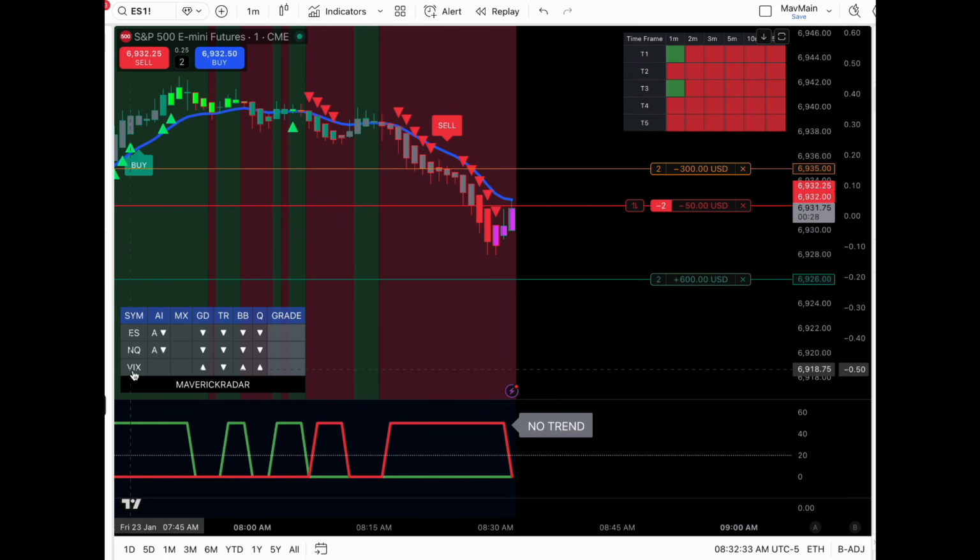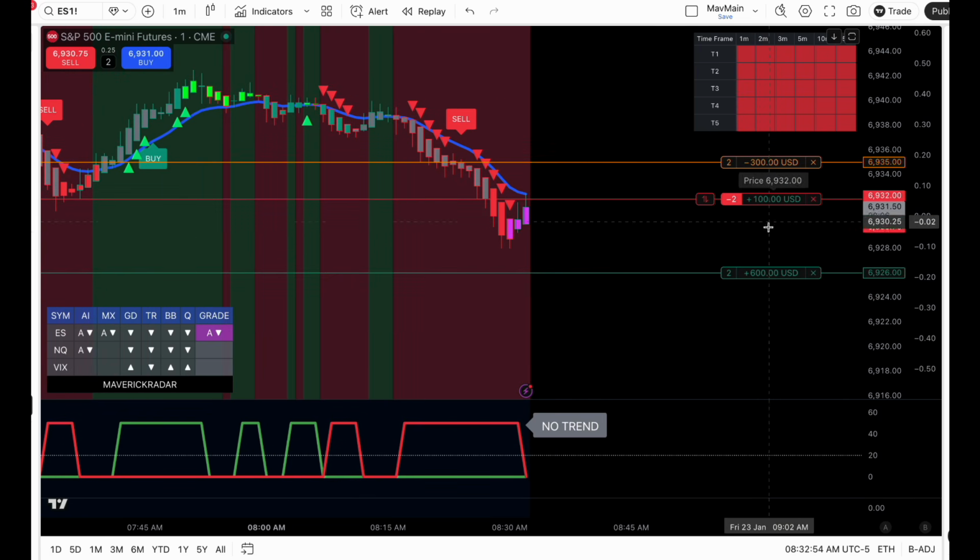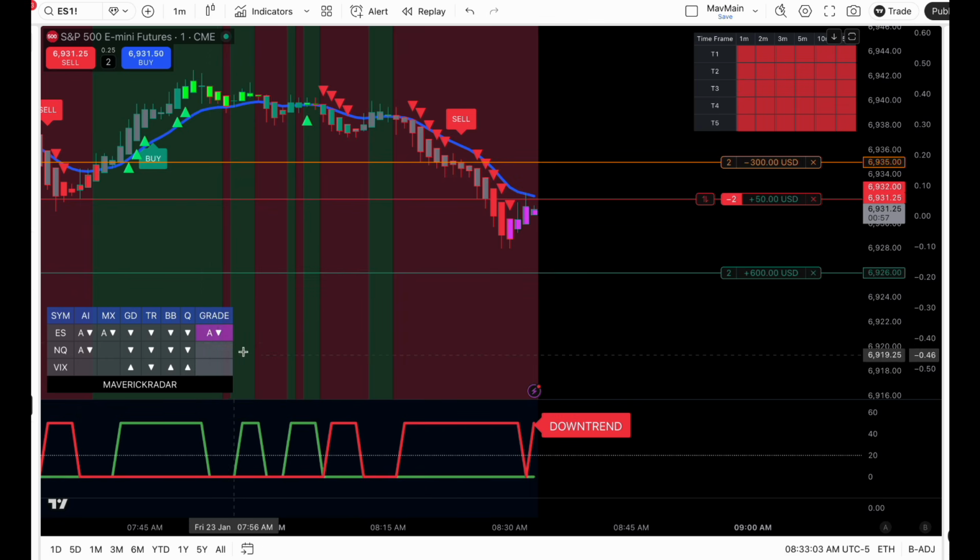Now, I have the VIX on here because the VIX moves opposite of ES and NQ. So what I'm looking for is alignment. ES, A grade, NQ, A grade, VIX, A grade, but to the opposite. So we're going for 1 to 2, risk to reward. And we're back to an A grade on ES.